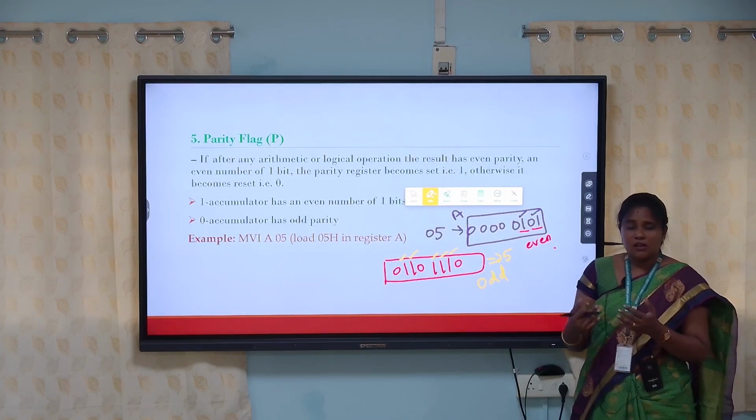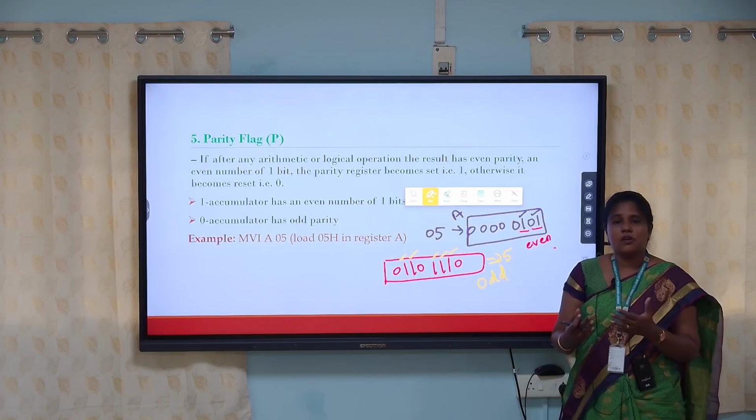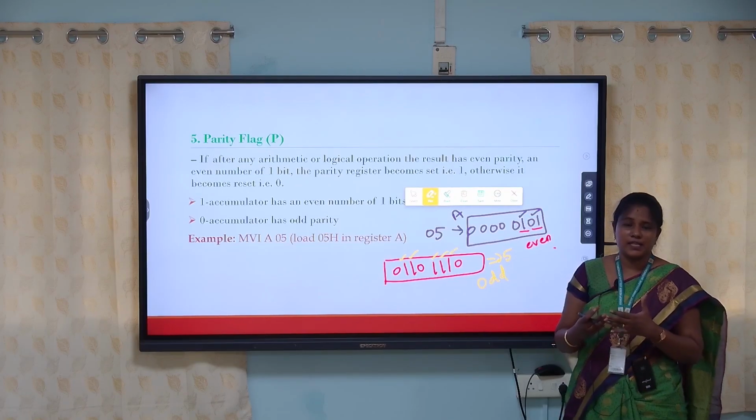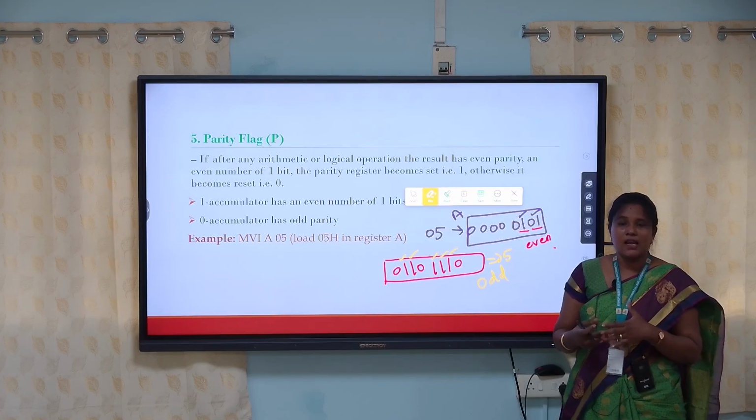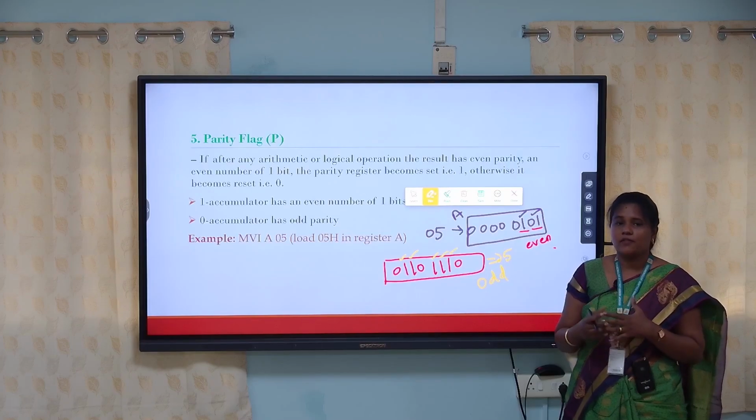Okay. Today we have seen the types of flags present in the 8085 register. Let's see the 8086 flags in the next session.